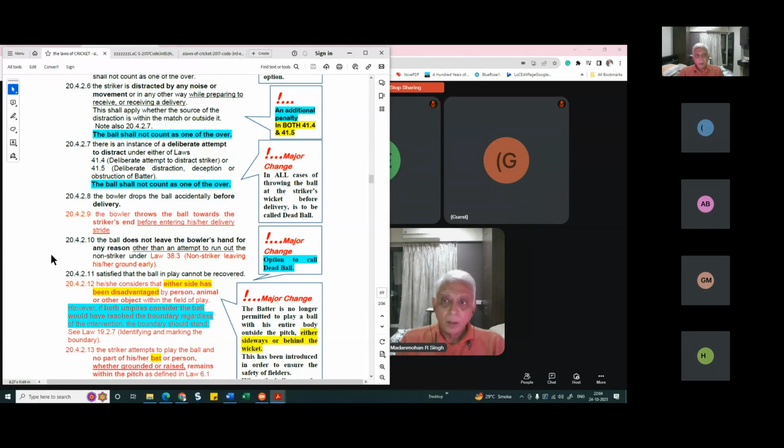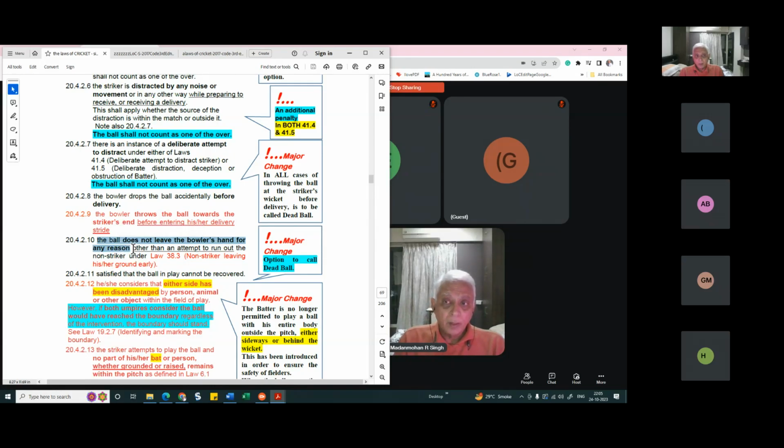All right. The ball does not leave the bowler's hand for any reason. There are many times he fails to let go of the ball. It has happened to me a few times. And instinctively, if you don't see the ball, your instinctive action is dead ball. Any practiced umpire immediately calls dead ball. It is a kind of reflex.